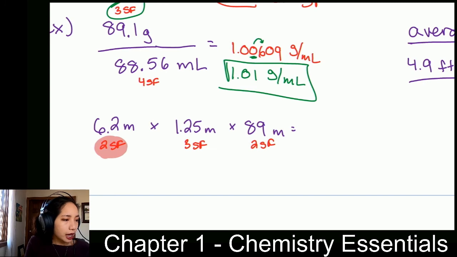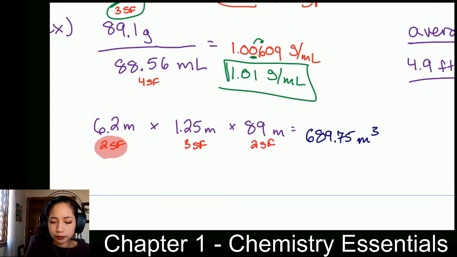So if we stick that into our calculator, that number that you get out is 689.75 meters cubed. But we want to round to 2 sig figs. So let's count left to right. So 680. So we will round to the tens place in our answer. So to do that, we just look at the number to the right.